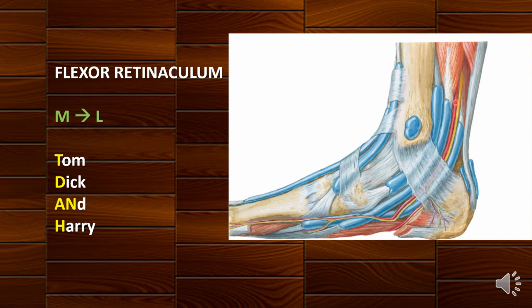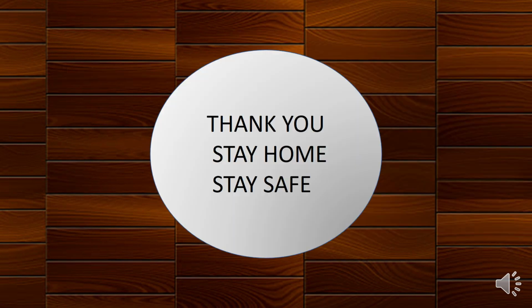Then you have the artery, that is the posterior tibial artery. Then you have the nerve, that is the tibial nerve. Then you have the flexor hallucis longus tendon. It is going to form the groove under the sustentaculum tali. You have the code Tom, Dick and Harry. So T stands for tibialis posterior, D for flexor digitorum longus, A for posterior tibial artery, N for the tibial nerve, and H for the flexor hallucis longus. So if you palpate between the medial malleolus and the calcaneum, you are going to get the pulsations of the posterior tibial artery. Thank you.